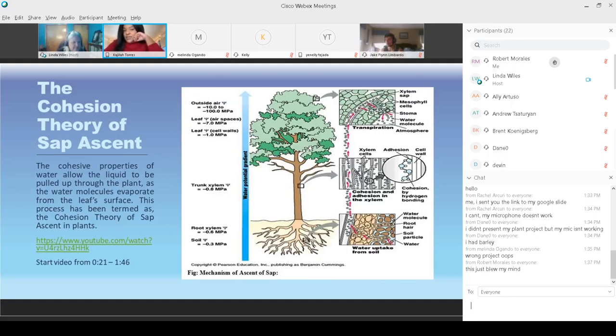So the cohesion theory of sap ascent: the cohesion properties of water allow the liquid to be pulled up through the plant as the water molecules evaporate from the leaf surface. This process has been termed the cohesion theory of sap ascent in plants. And then I had a video of a demonstration of that. But to the right, you can see a breakdown of it. They also sometimes call it the tension cohesion theory.